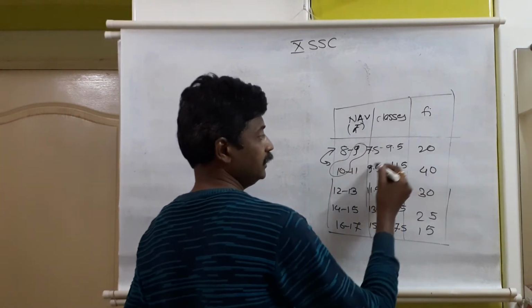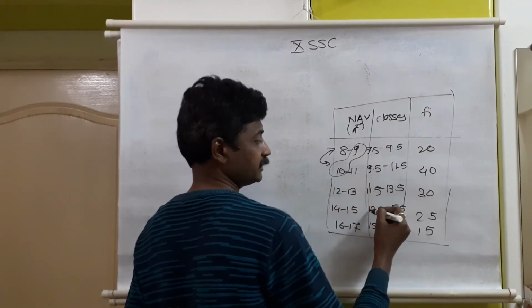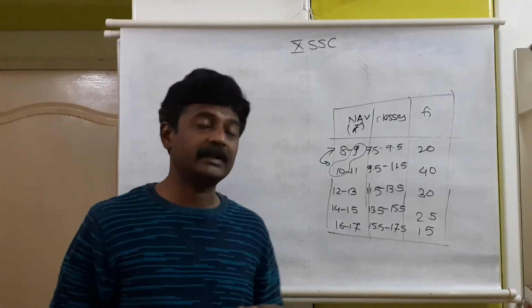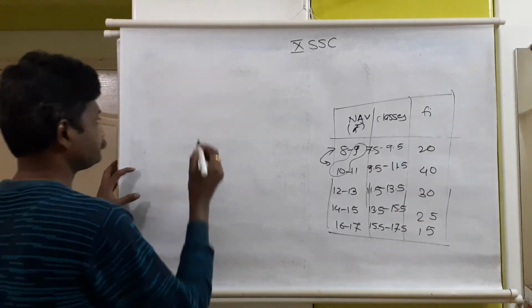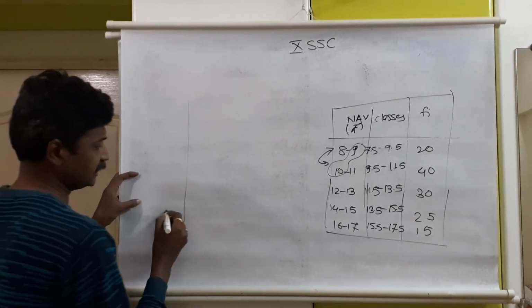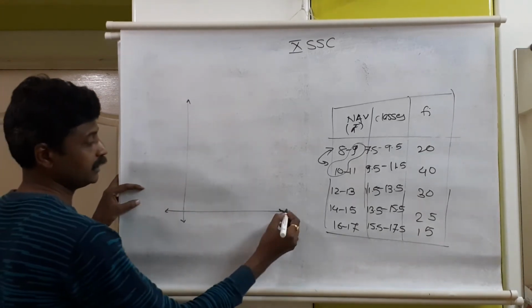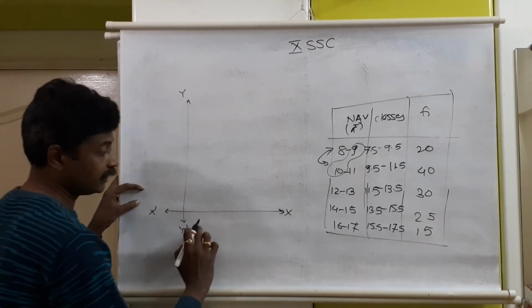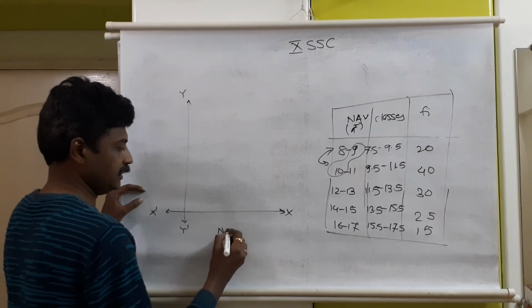Now you can see the successive classes' upper and lower limits. 11.5, 13.5, 15.5, the classes are continuous. So this will come on the x-axis, and frequency will go on the y-axis. For that, first the x-axis and y-axis will be marked, then arrowheads. You can mention X', Y'. On the x-axis, what is going to come? Classes, or NAV. NAV will come here.